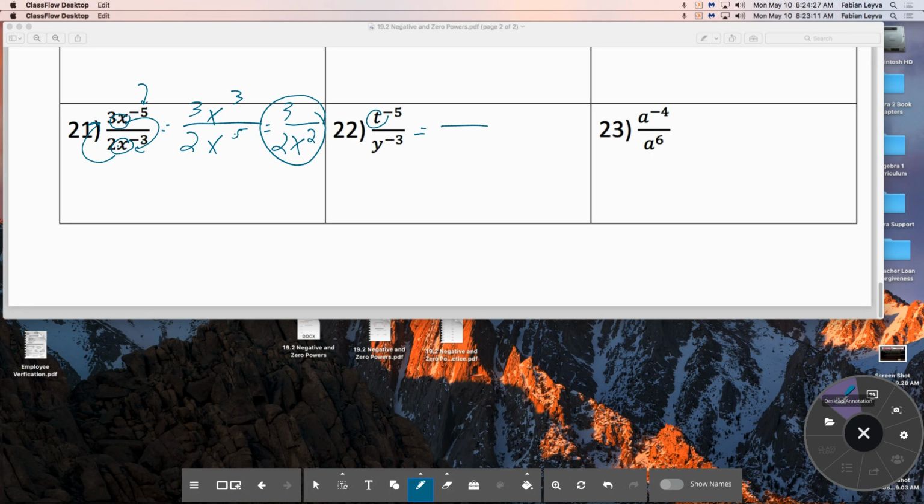Notice you have a t to the negative 5. I'm going to move that to the bottom and make it a positive. You have a y to the negative 3. I'm going to move it to the top, and I'm going to make it a positive. Can you divide a y and a t? Nope, so you're already moving on.